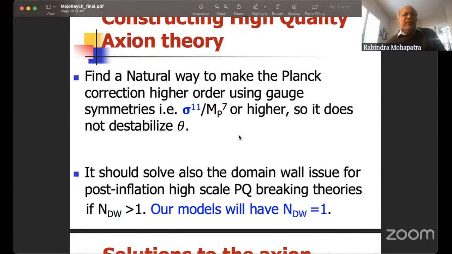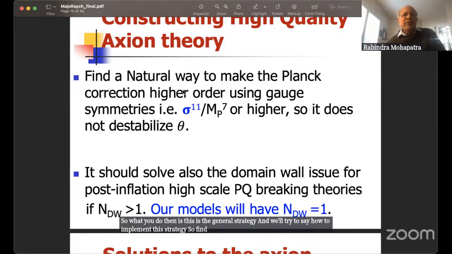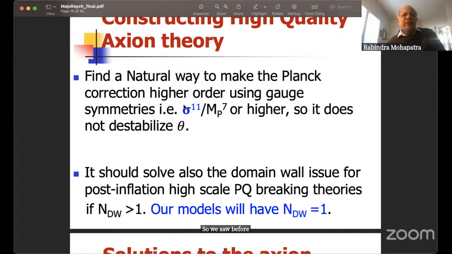So this is the general strategy, and we'll try to see how to implement it. Find a natural way to make the Planck correction higher order using gauge symmetry. We saw before that if it is sigma to the fifth over M_Planck, that's really problematic, because the coefficient must be less than 10 to the minus 44. If it is sigma to the 6, still it's not good, because then it's not 10 to the minus 44, but maybe it is 10 to the minus 39 or something. So in all these cases, until sigma to the 11, where sigma is the PQ field, until it reaches this level or higher, there is no solution to the quality problem.